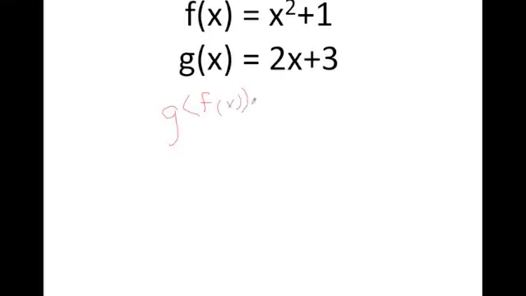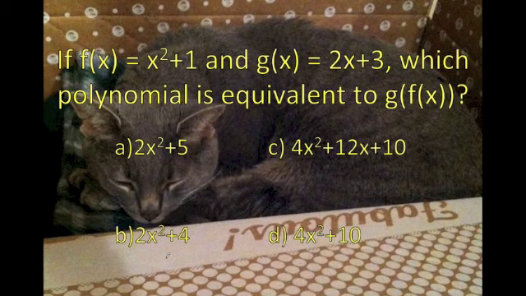And this gives you 2 times the quantity x squared plus 1 plus 3. Distribute the 2, giving you 2x squared plus 2 plus 3. Combine the like terms, giving you 2x squared plus 5. Should be your final answer. You're looking at the answers. Answer choice A is 2x squared plus 5.